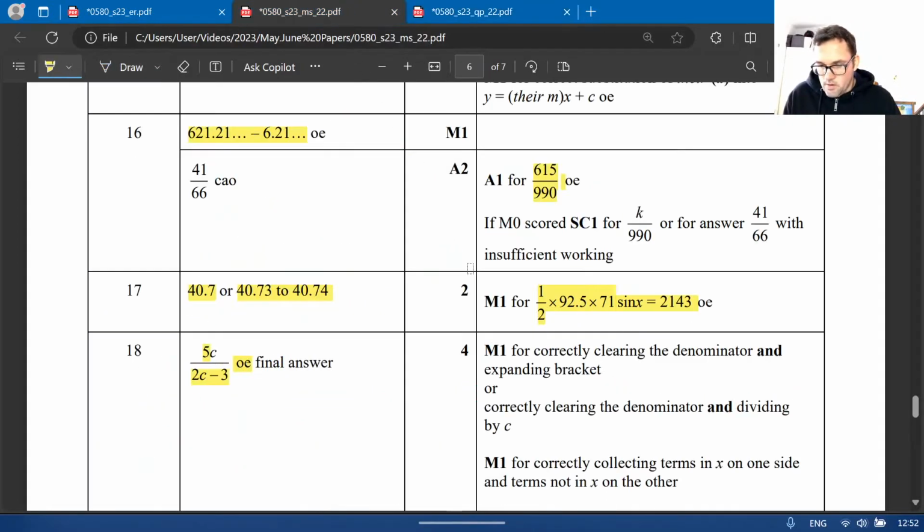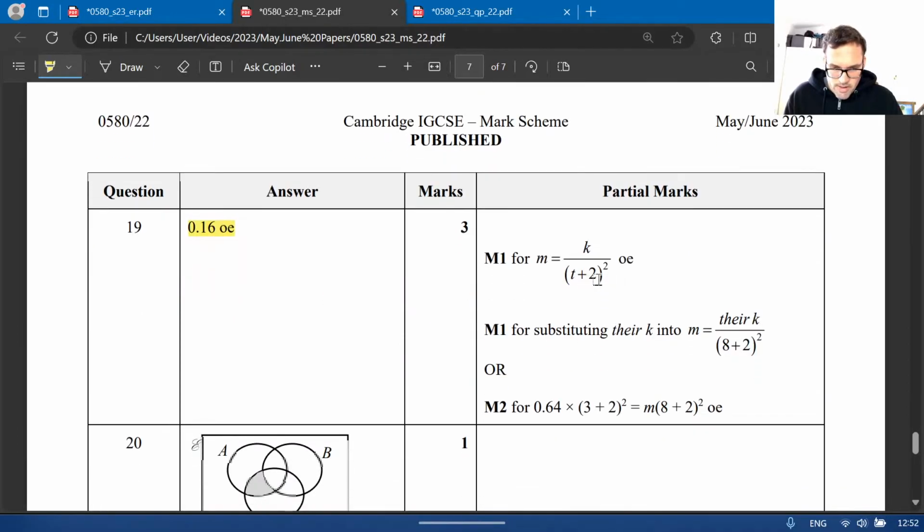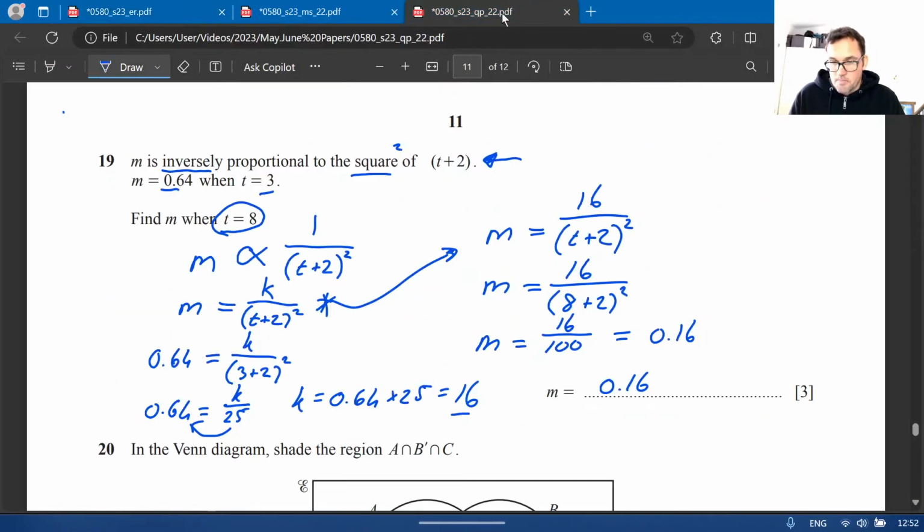This is one of those types of questions where if you learn the steps, you can't go wrong. There's not many of those, but this is one of them. 0.16 or equivalent. I guess 16 over 100 or 8 over 50 is all correct. 1 mark for writing the equation with the k. Substituting the values in there gives you another mark. Show your working out. Be careful not to put a square root instead of a square. Be careful for direct proportion not to mess that up.